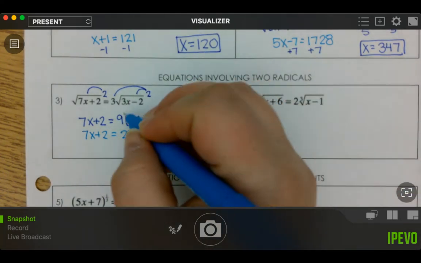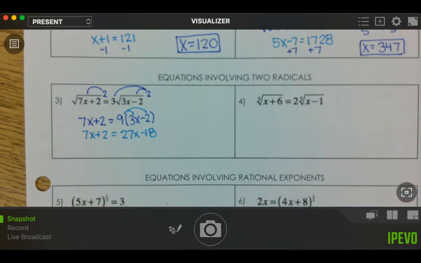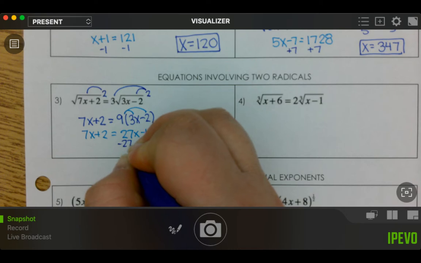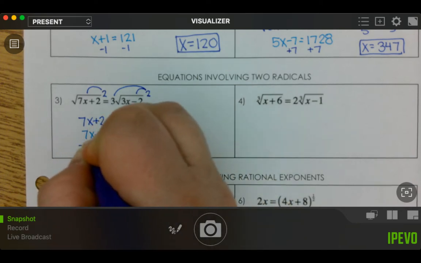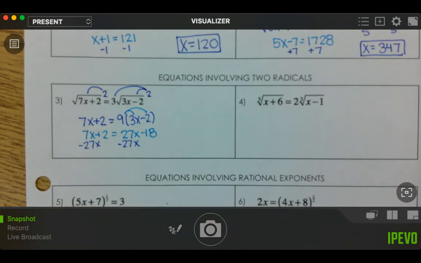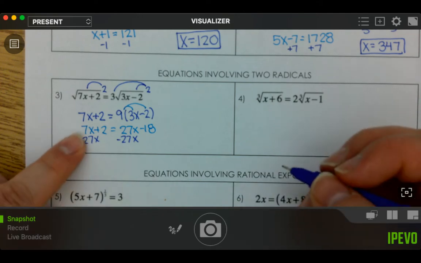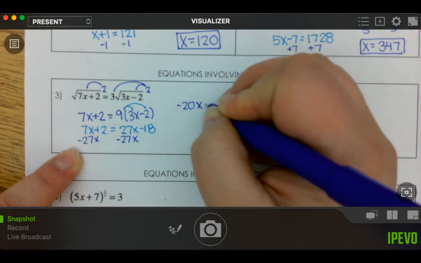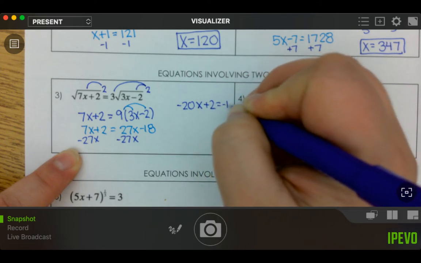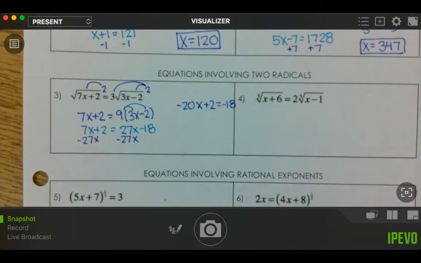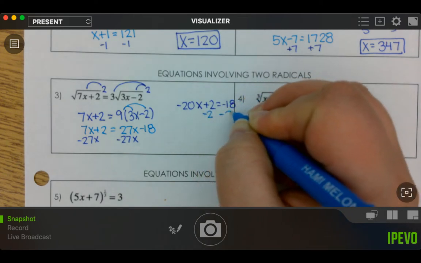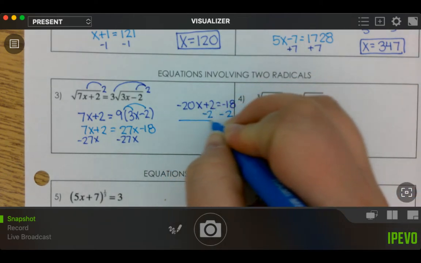Distribute, like this. Then I need to solve this equation. So what I'm going to do is subtract 27x from both sides, because I like for my x's to end up on the left. 7 minus 27 is negative 20x, plus 2 equals negative 18. And yeah, there's a couple of steps on this one. It's a little annoying. Now we need to subtract that 2 to the other side.